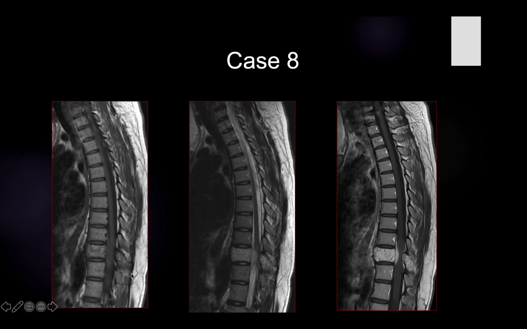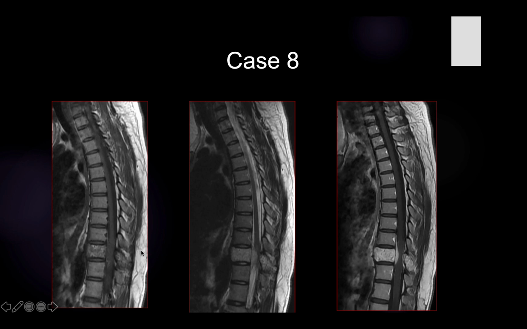Here and here we can see that there is an enlargement and the stippled appearance of this. This stippling appearance is very characteristic for the hemangioma. If it is associated with an extraosseous soft tissue component, it is called aggressive type of hemangioma. So this is a typical example for vertebral aggressive hemangioma.